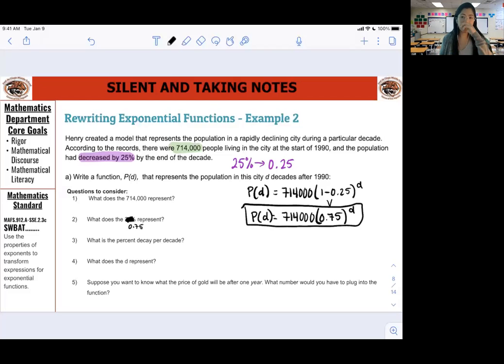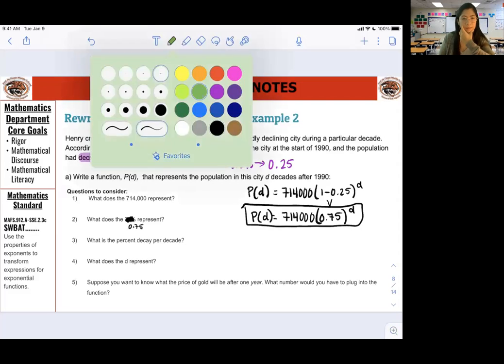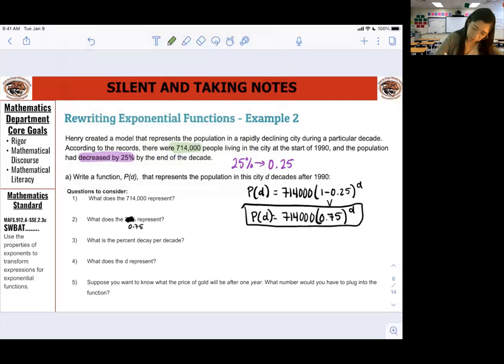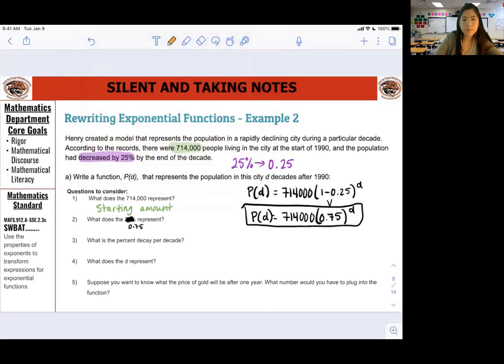Okay. Quickly, let's go ahead and answer these questions. So this should already be pretty familiar. What does the 714 represent? Starting amount. What does the 0.75 represent? The growth rate. Okay, but are we growing? I mean the decay rate. Decay rate, good.